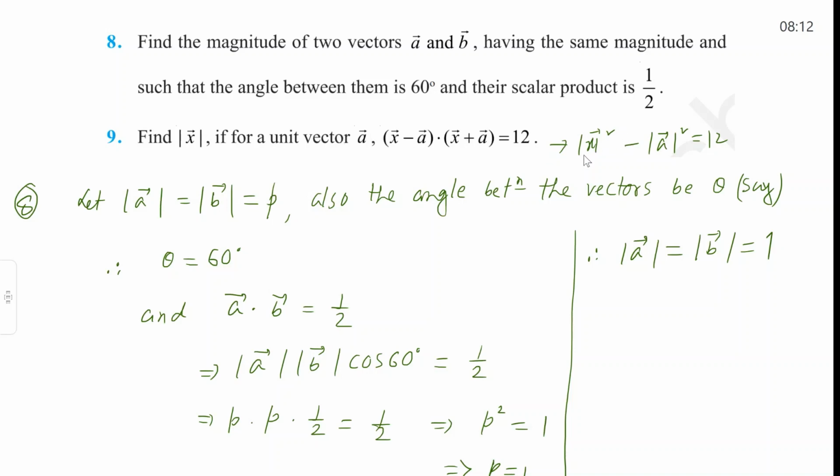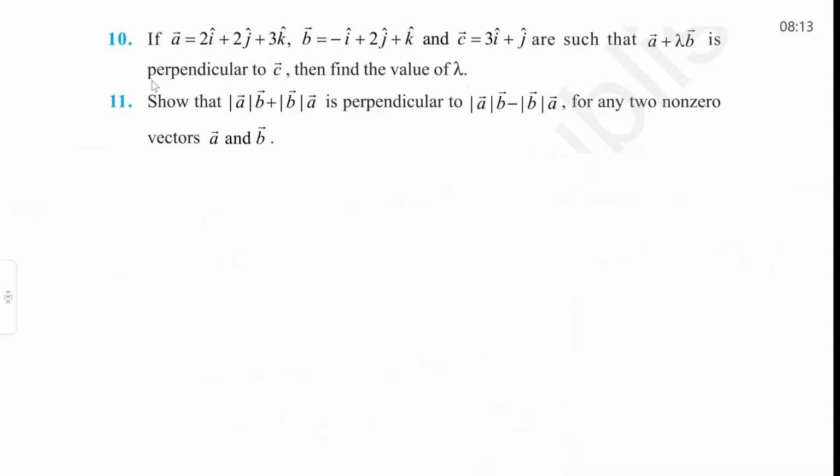So mod x bar square is equal to 13 and x bar is equal to root over 13 only. Okay, so you can solve this problem yourself. And now we take the next one. If a bar, b bar and c bar are such that a bar plus lambda b bar is perpendicular to c bar, then find the value of lambda.